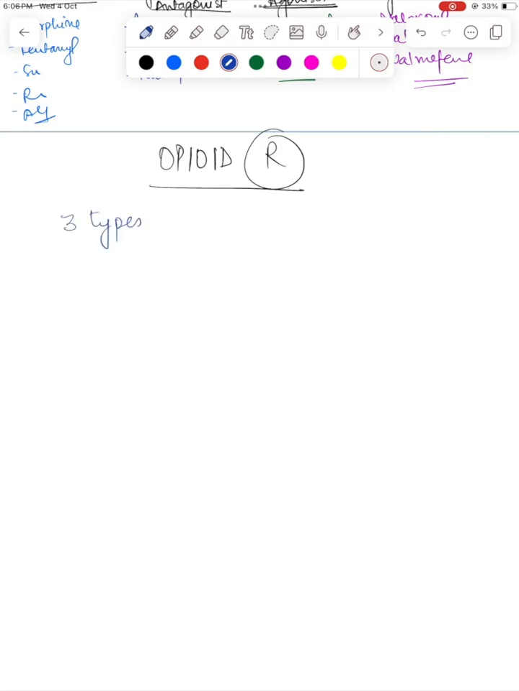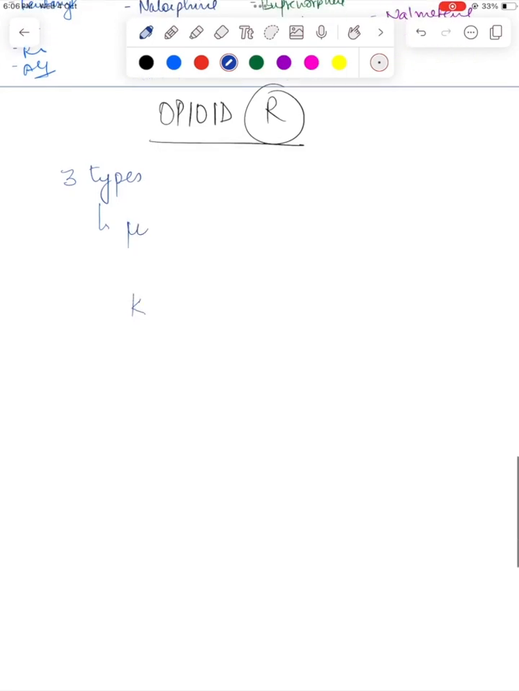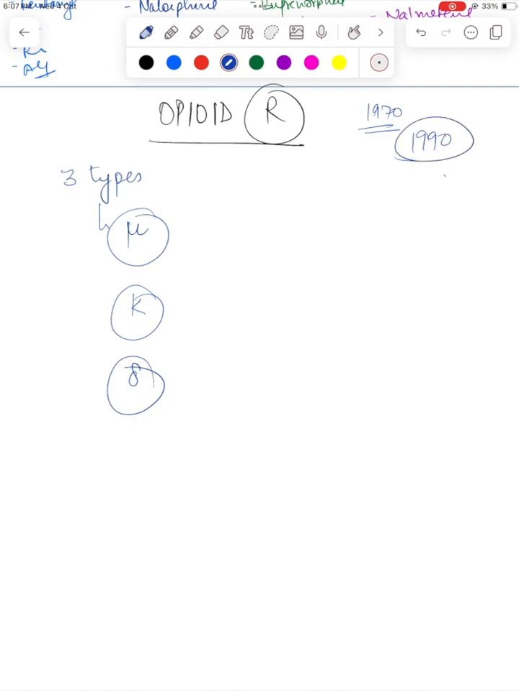Broadly speaking, there are three types of opioid receptors. We have the mu receptors, the kappa receptors, and the delta receptors. Now, why are they so named? They are so named because of how they were described. The opioid receptors were first described in the 1970s, and by the 1990s complementary DNA sequences were being isolated that corresponded to these opioid receptors.